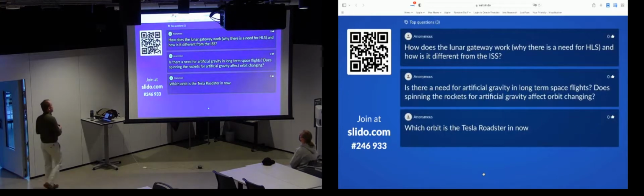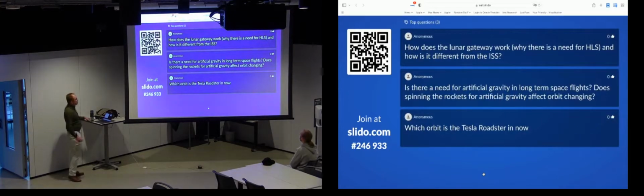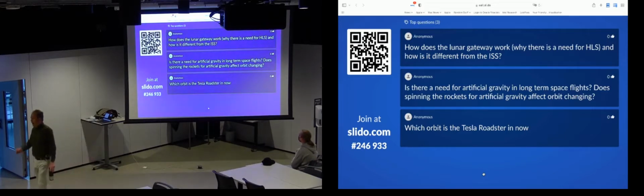How does Lunar Gateway work? Why is there a need for HLS, and how is it different from ISS? Lunar Gateway.